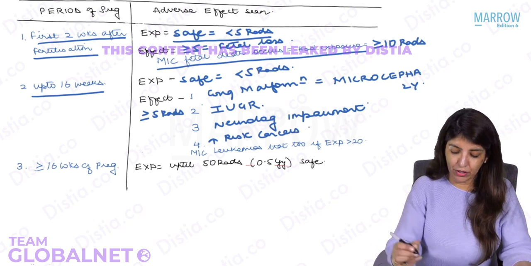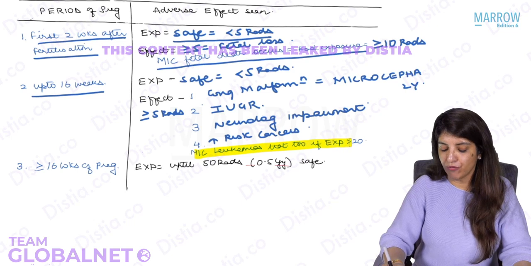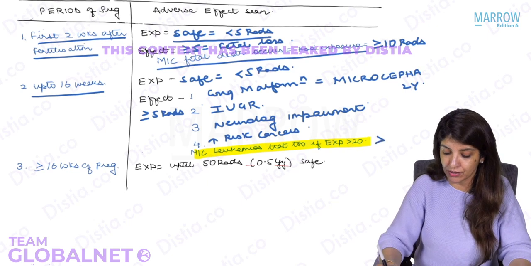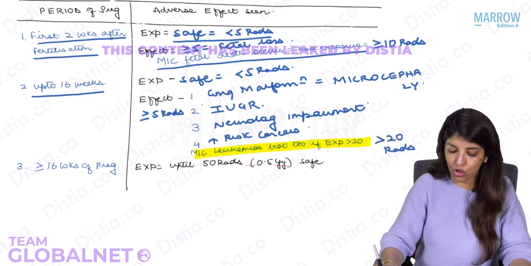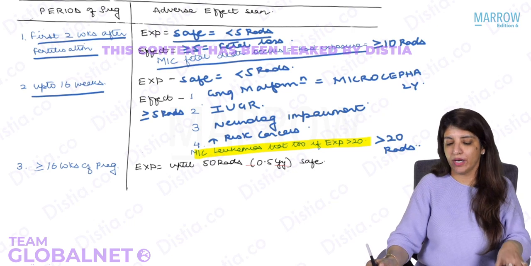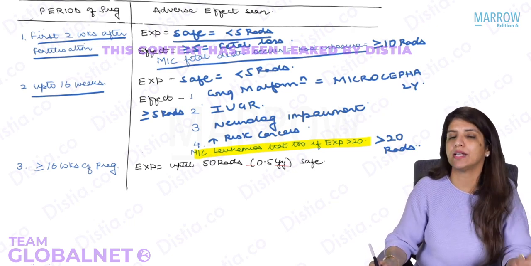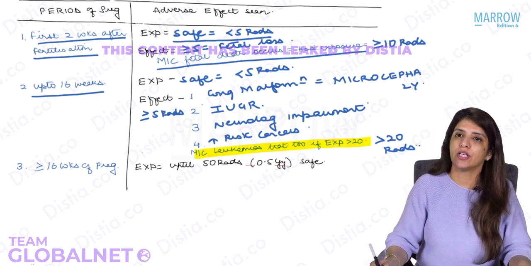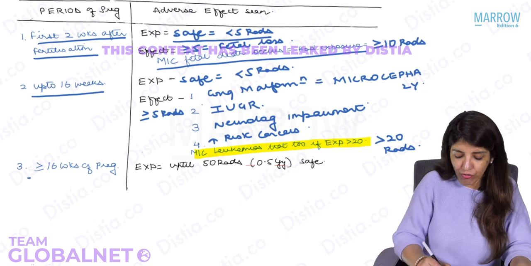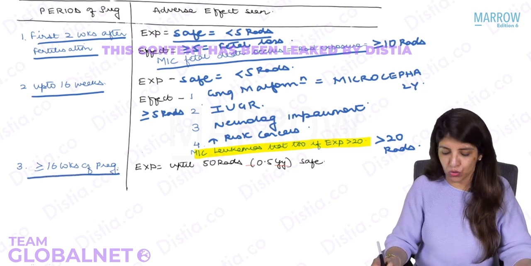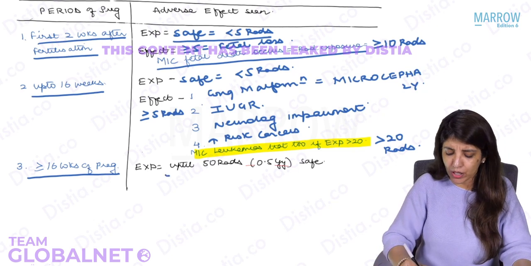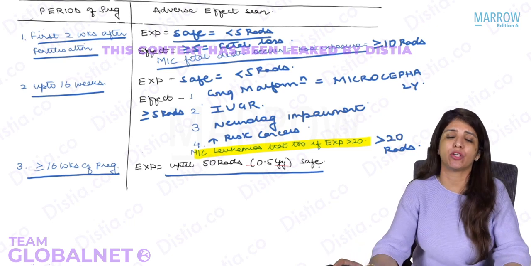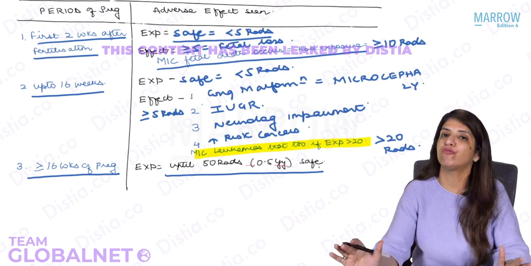Remember, the most common cancer is leukemia, which is going to happen if exposure is more than 20 rads. But then again, as I'm telling you, the upper safe limit is 5 rads. Then if the period of pregnancy is more than or equal to 16 weeks, then remember exposure up till 50 rads is safe. Right? After 16 weeks of pregnancy, exposure up till 50 rads is safe.